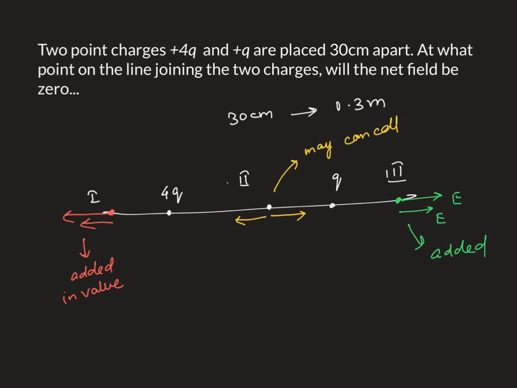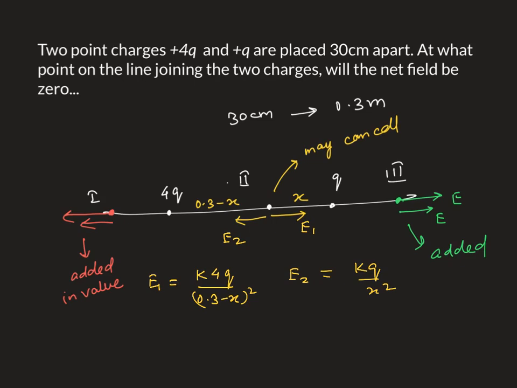So how do we find out where they cancel? Let's take this distance x and this distance as 0.3 minus x. Please remember the total distance. The total distance between 4q and q is 30 centimeters or 0.3 meters. So let's call this field E1 and let's call this field E2. And what would E1 be? E1 will be k 4q upon 0.3 minus x squared. What would E2 be? E2 will be kq upon x squared.